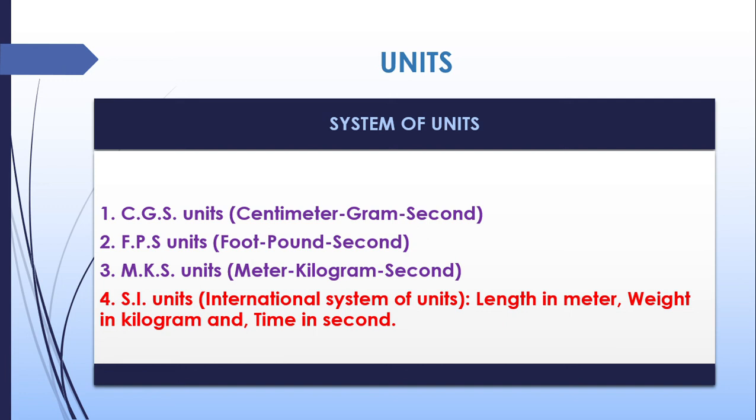Nowadays, there is a lot of exporting and importing between the countries. All over the world there is a global market, so there is a need for a common unit which should be followed all over the world. So we have another system known as the international system of units, or SI unit. It is the same as the meter kilogram second unit, because here also we express length in meter, weight in kilogram and time in second. This is the most commonly used unit nowadays.